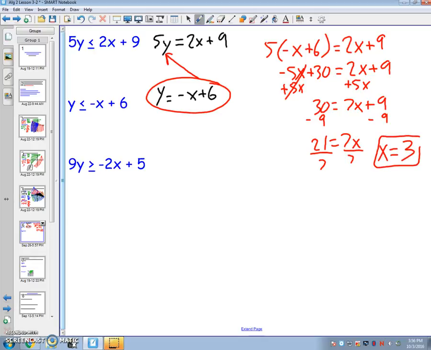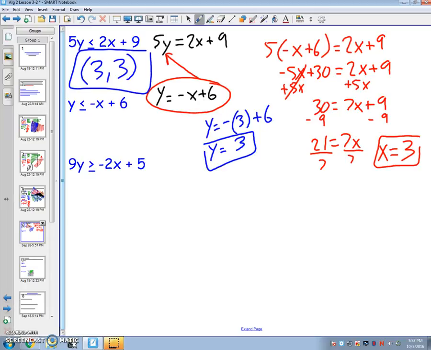So I know x equals 3 for the first one. I'm going to plug into either one. I'm going to use this one that has y equals by itself. So that is y equals negative 3 plus 6. Well, negative 3 plus 6 is positive 3. It's my y. So for the first two, I know they intersect at 3, 3.